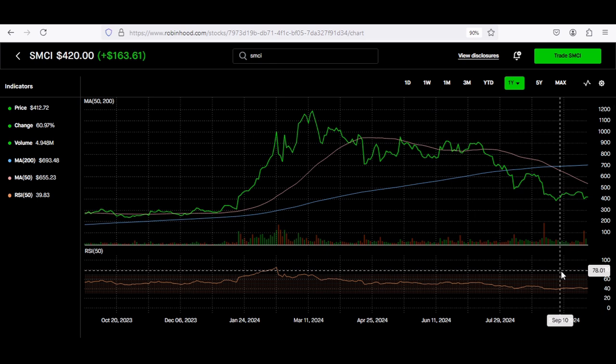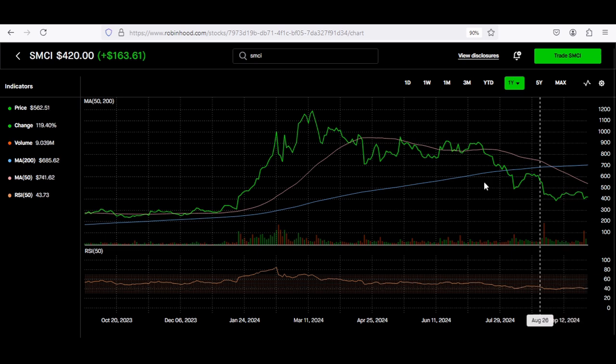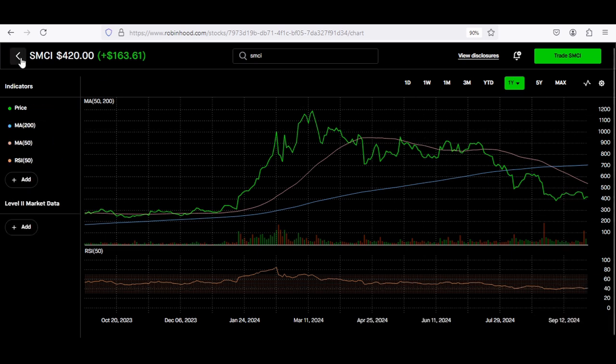Currently, SMCI is trading at an RSI of around 40, which is below the average RSI of 50. The closer SMCI goes to 30, the more it's going to make me want to buy it. So that's another indicator I use in order to make an informed decision whether I'm going to get into the stock or not.